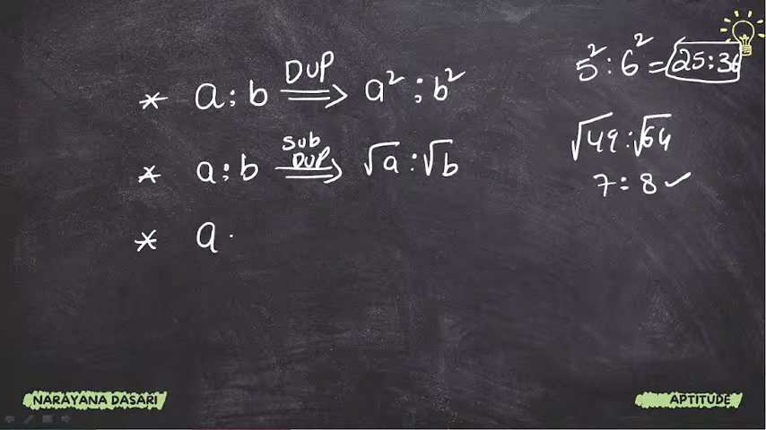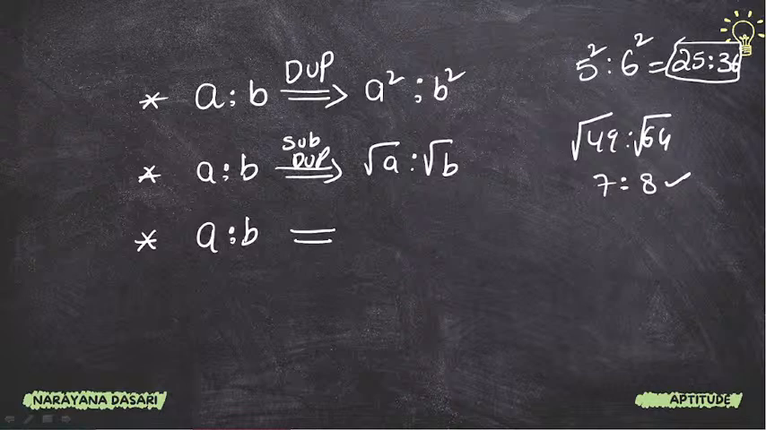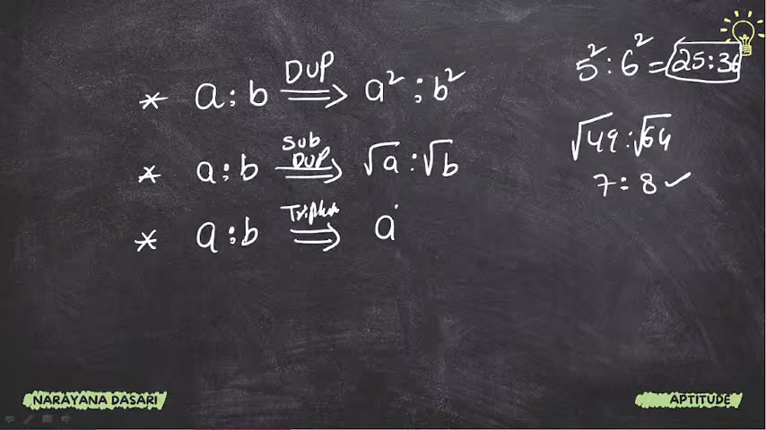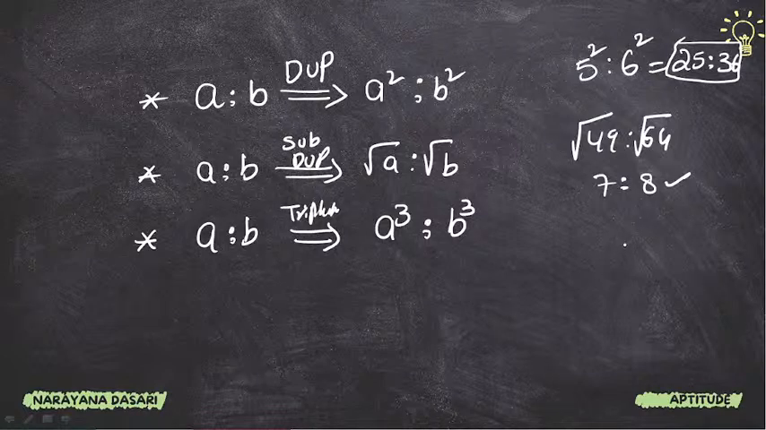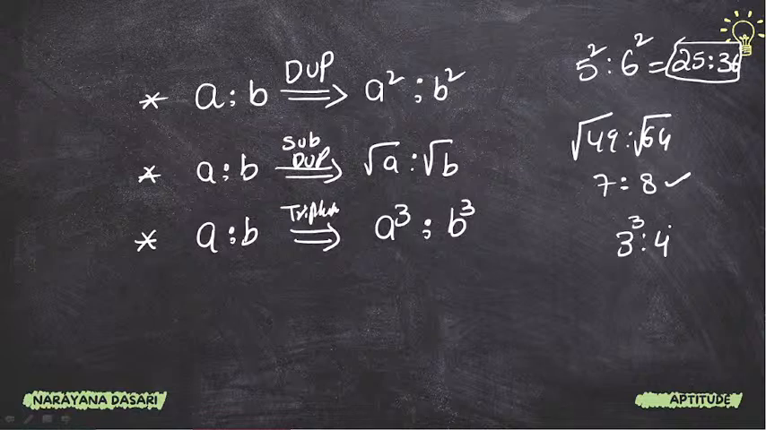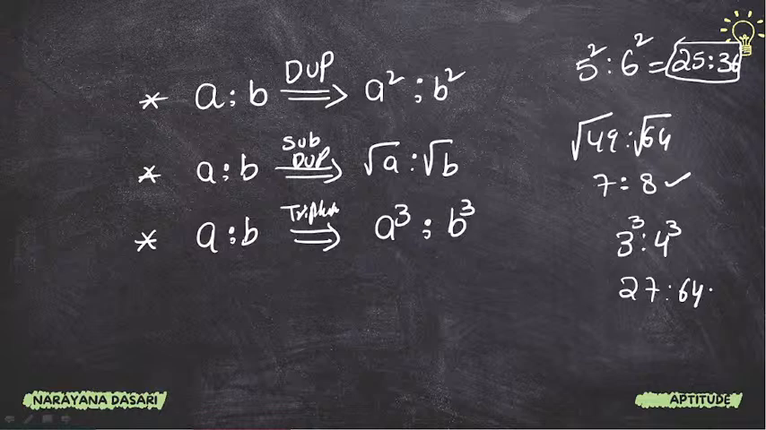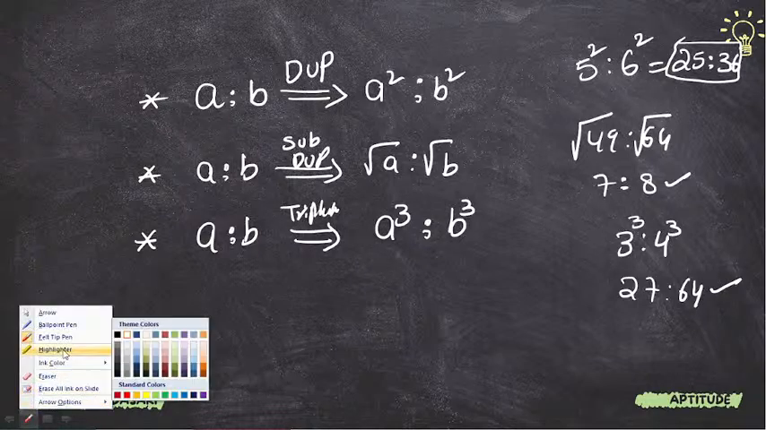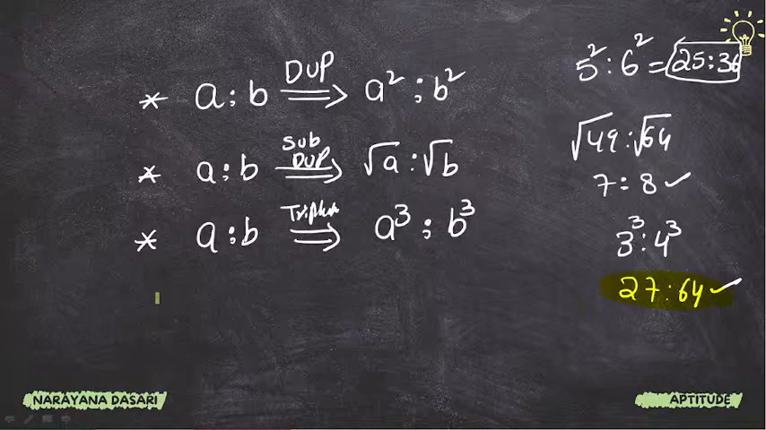And coming to the next point, A is to B triplicate ratio. So triplicate ratio is A cube is to B cube. For example, 3 is to 4. The triplicate ratio is 3 cube is to 4 cube. 3 cube is how much? 27. 4 cube is how much? 64. So that is the answer, guys. So A is to B triplicate ratio is A cube is to B cube.